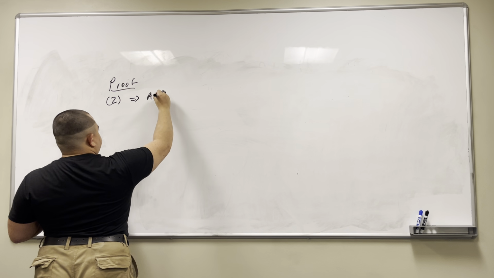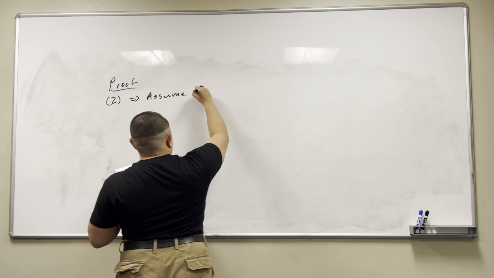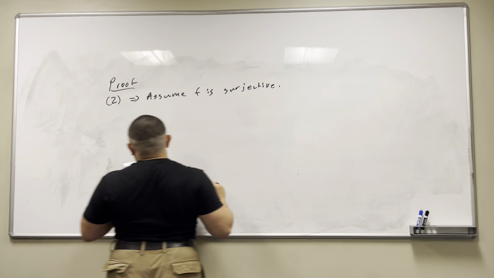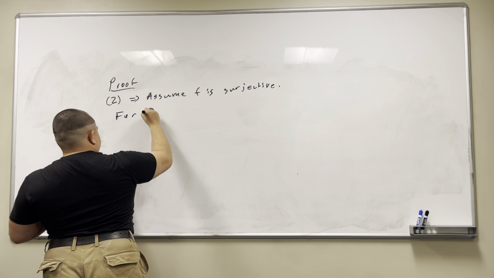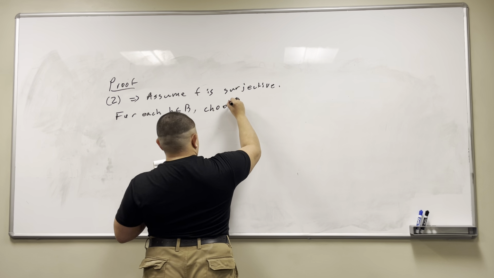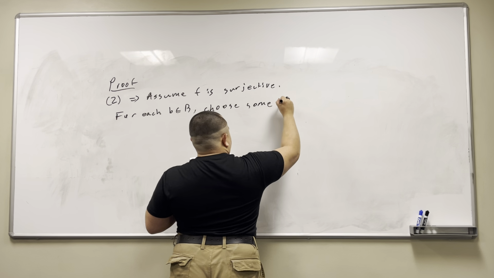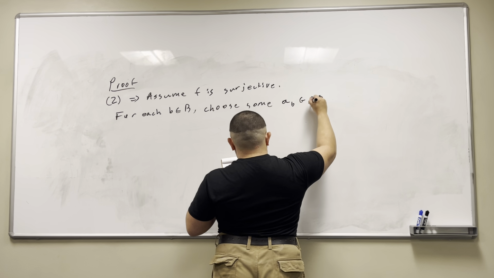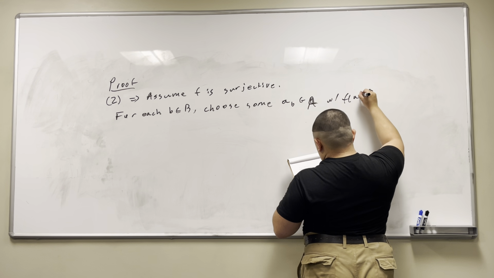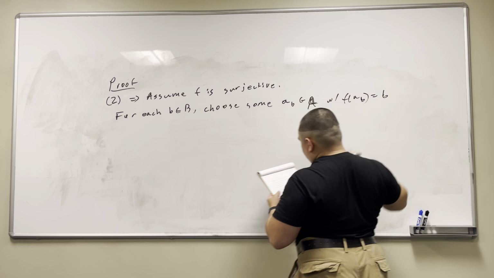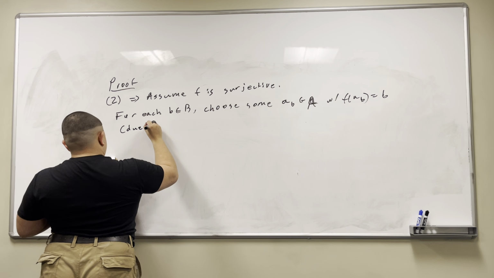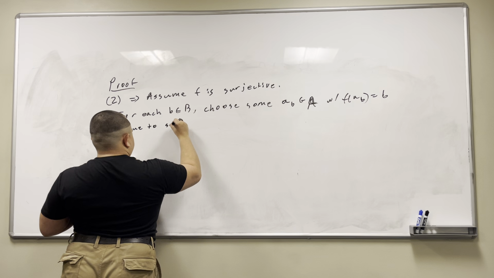Let's assume, for 2, surjectivity. Let's assume f is surjective. If f is surjective, then for each b within the set B, we can choose some a_b within A with f(a_b) equaling b, due to surjectivity.